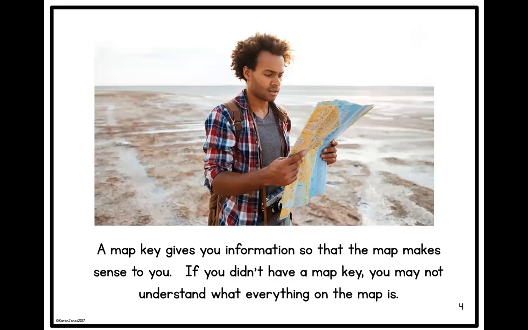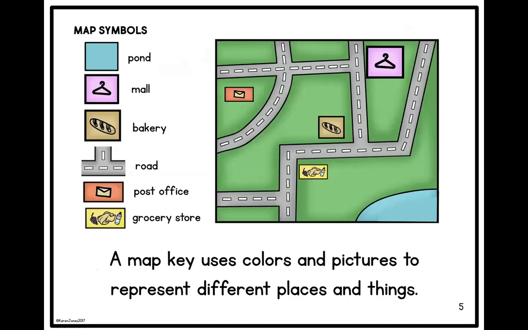A map key gives you information so that a map makes sense to you. If you didn't have a map key, you may not understand what everything in the map is. A map key uses colors and pictures to represent different places and things.